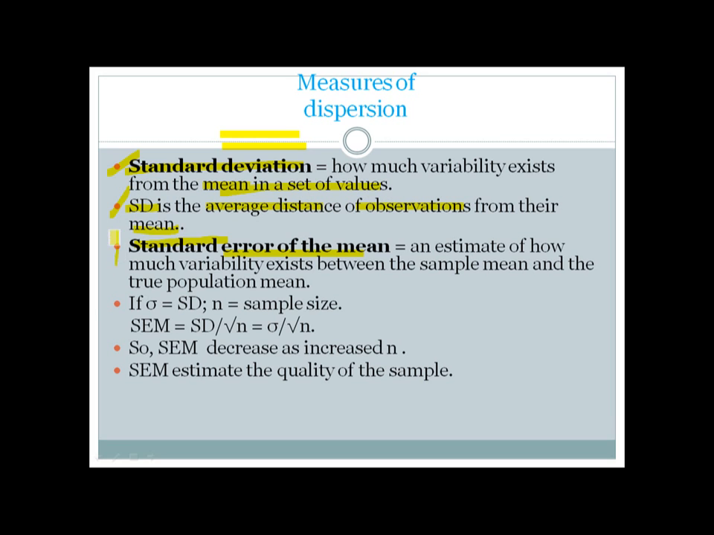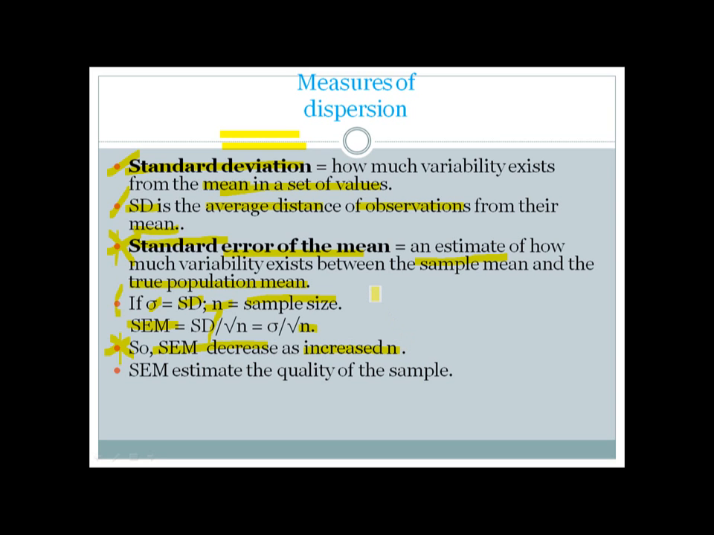Standard error of the mean is an estimate of how much variability exists between the sample mean and the true population mean. If the standard deviation is sigma and n is the sample size, the standard error of the mean is the standard deviation divided by root n, or sigma over root n. So you can see the standard error of the mean has an inverse relationship with the sample size. It decreases if we increase the number of samples in our test.